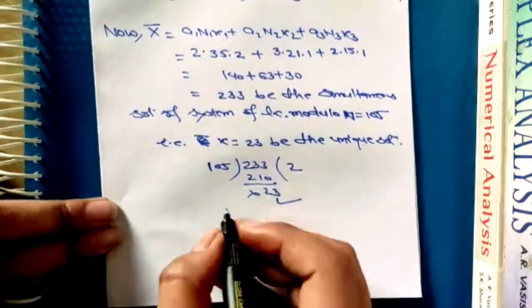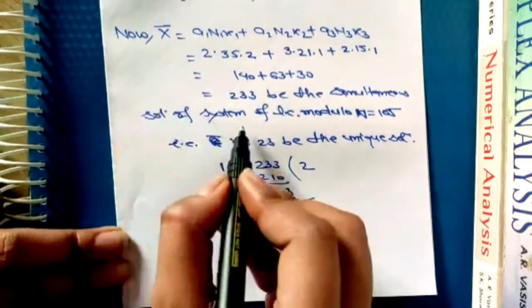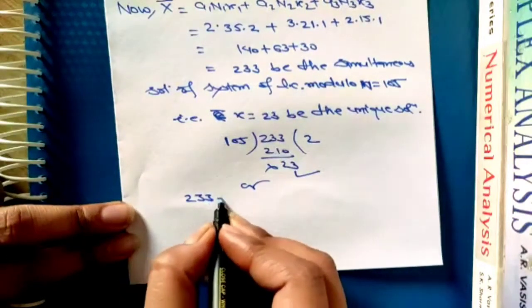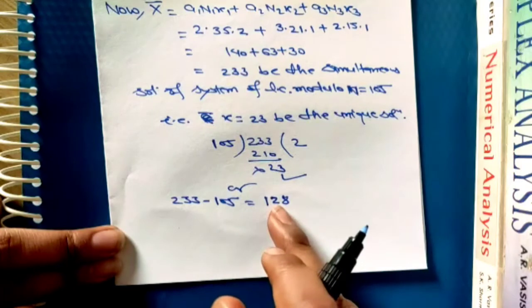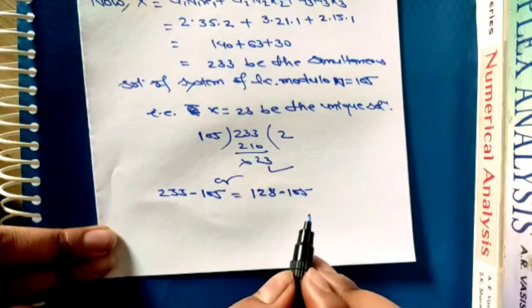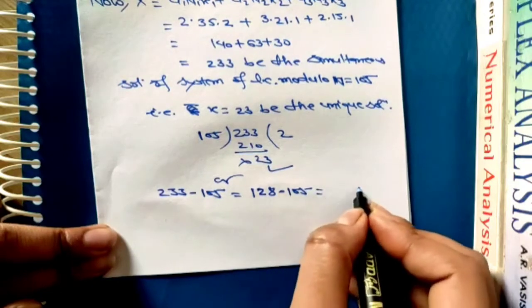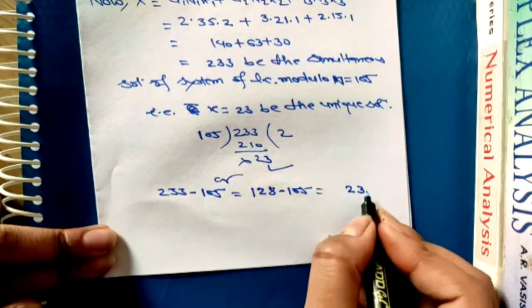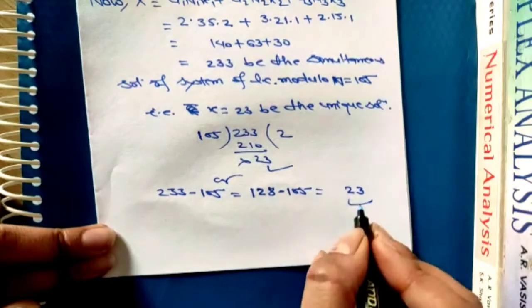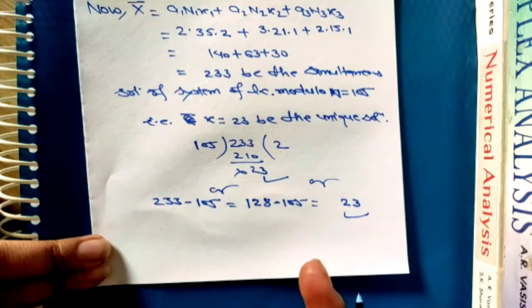Or you may also choose this way. You write this solution x bar and minus 105. You get the value 128. If subtracting up to you don't get the answer lesser than 105, you get 3. This is 2. So 23. So this is lesser than 105. So this is the unique solution. You choose any way to find the answer.